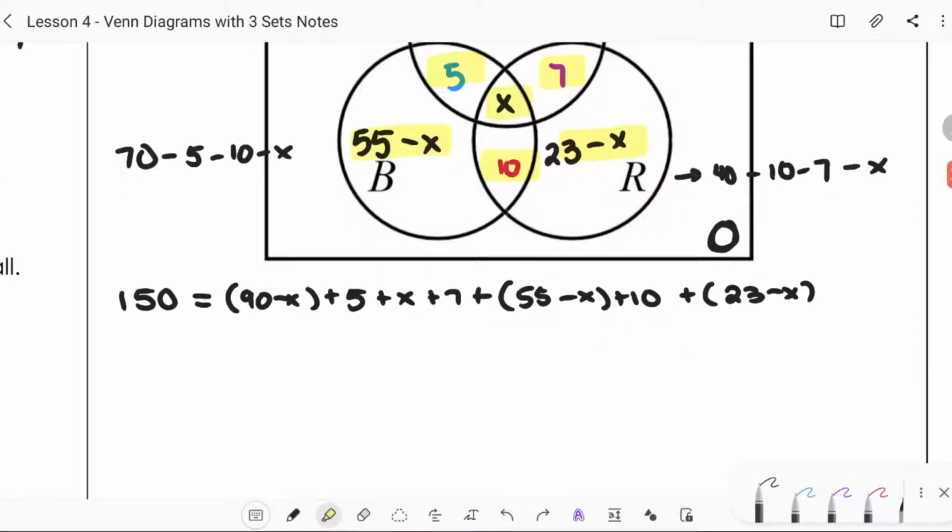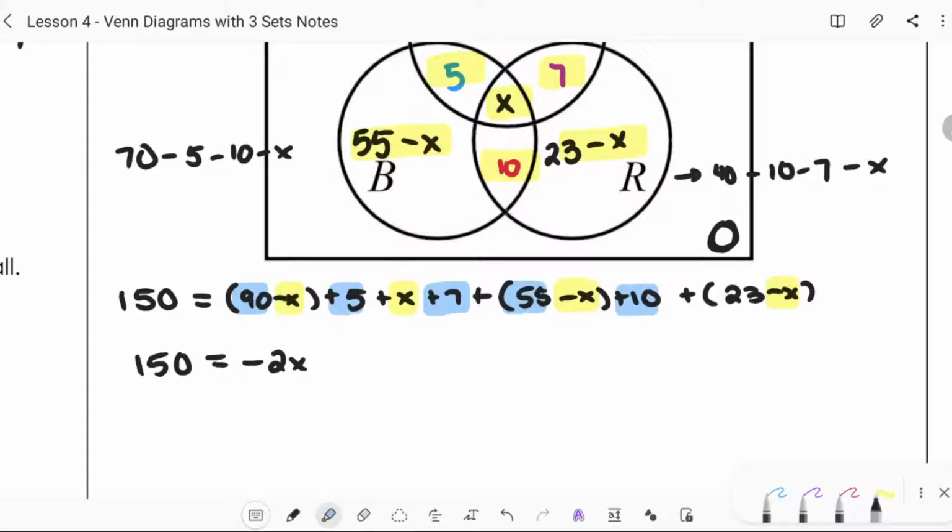So let's simplify this expression a bit, right? I'm worried about some of my x's. I have a minus x, a plus x, a minus x, and another minus x. That leaves me with minus 2x, right? Because I'm at minus 1, I add 1, I'm at 0, I subtract 1 more, subtract 1 more. And then we'll get a different color. I have 90 plus 5 plus 7 plus 55 plus 10 plus 23. I end up with a plus 190 when I add all of those together.